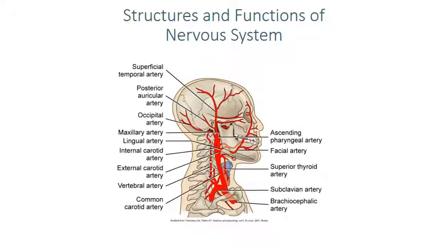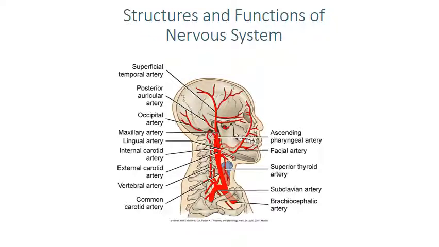So, the structures and functions of the nervous system. We talked about the blood supply to the brain, and that it comes from the internal carotids and the vertebral arteries. In this picture here is the internal carotid artery, running right here. The internal carotid artery is going to provide blood to the anterior and the middle portions of the cerebrum.